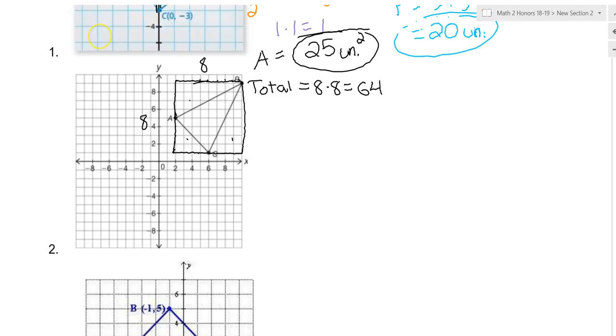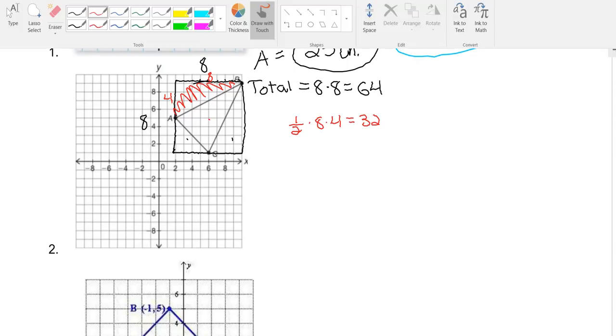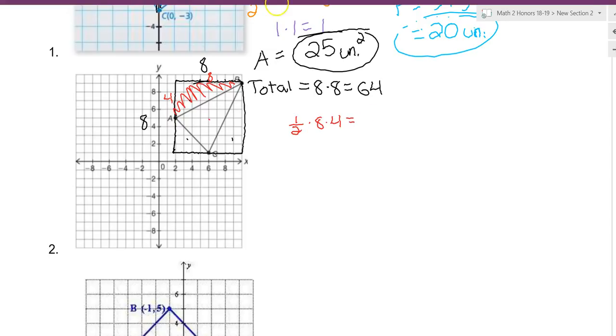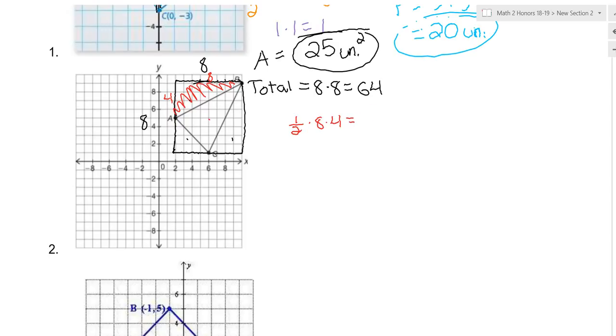And now I'm going to take away the triangles that aren't part of what we're actually finding. So I'm going to take away this red triangle, which is 8 by 4. 1/2, sorry, I forgot the 1/2. 1/2 times 8 times 4 is not 32. It's 16.